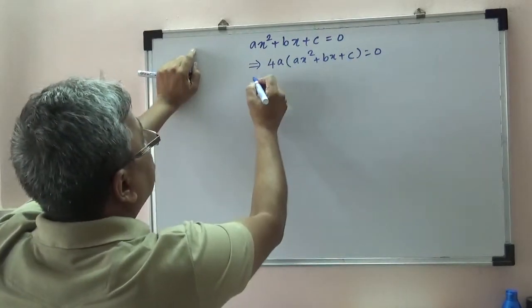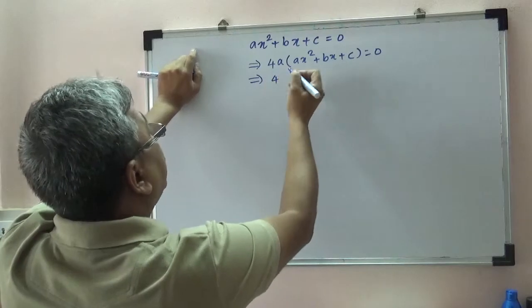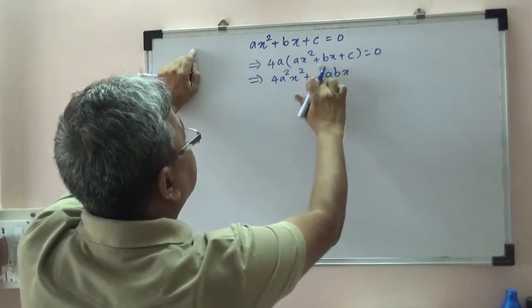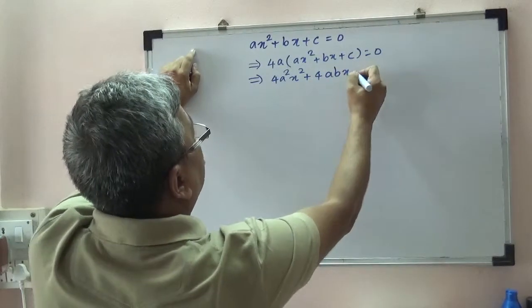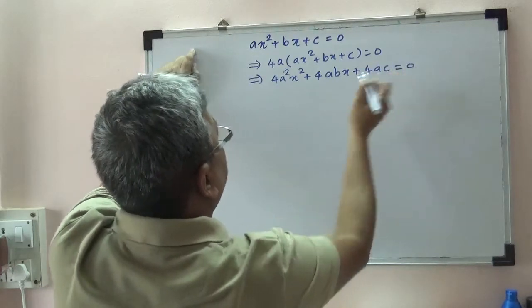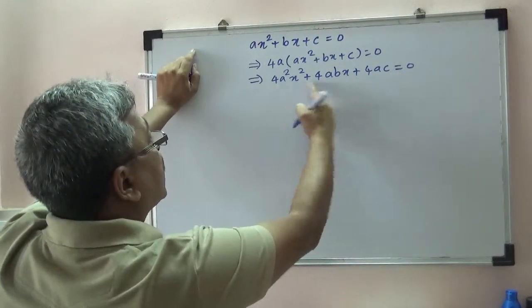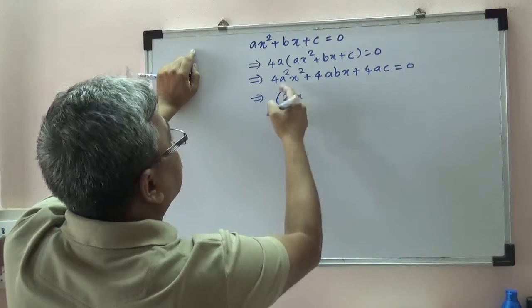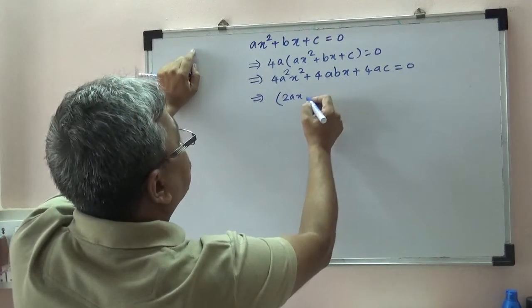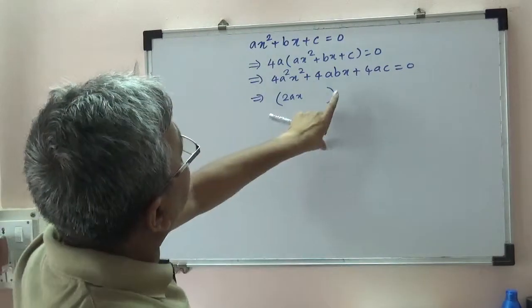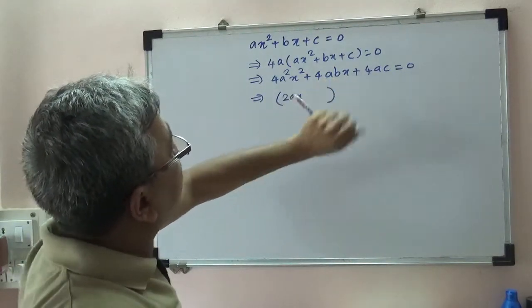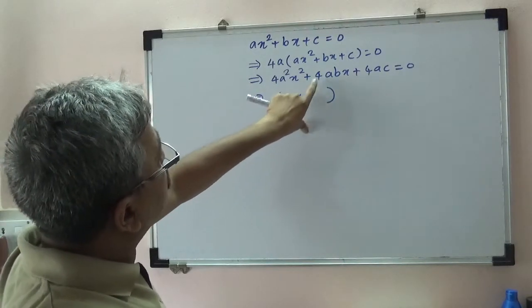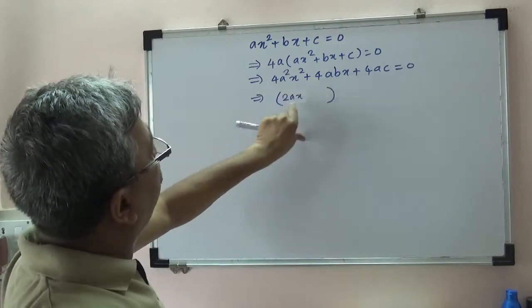Hence this is a perfectly logical step, which makes my given expression 4a square x square plus 4abx plus 4ac is equal to 0. Now I can look at these two terms and try to complete the square. First term is (2ax) whole square, so I need to write some constant here so that I get the second term 4abx. Out of this 4, 2 comes from the multiplication of these two. Okay, so already 2 is there, so my problem of 4 is solved.